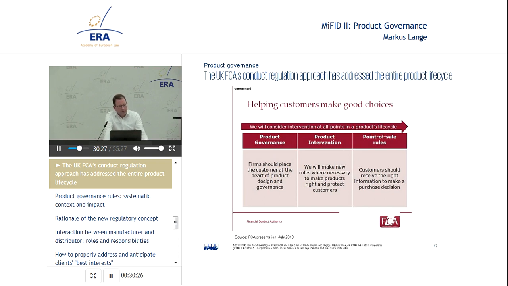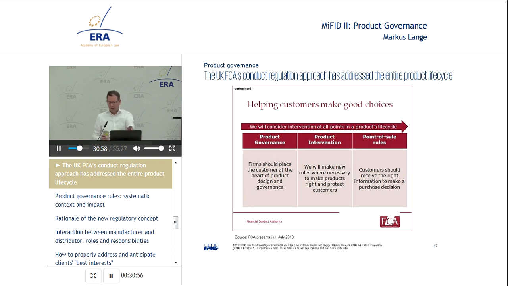And I just have a slide from when I attended a presentation by Chris Woolard, a high-ranking officer from the FCA back in 2013, in the early days of product governance, where you already find this kind of distinction between these different tools and different themes of product governance intervention and then the point of sale rules. And it says here, firms should place the customer at the heart of product design and governance. Of course, this sounds good. And the question is, how can you do it in practice?